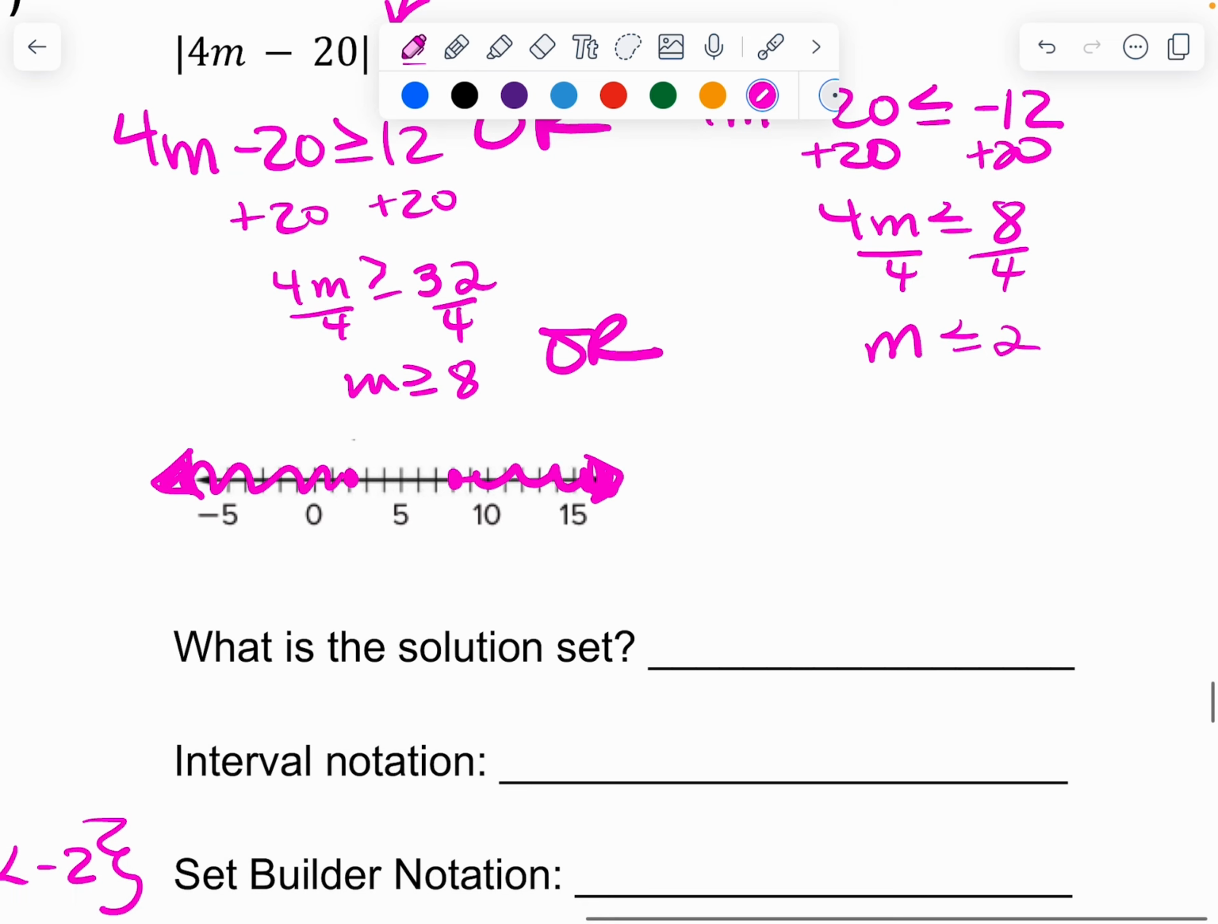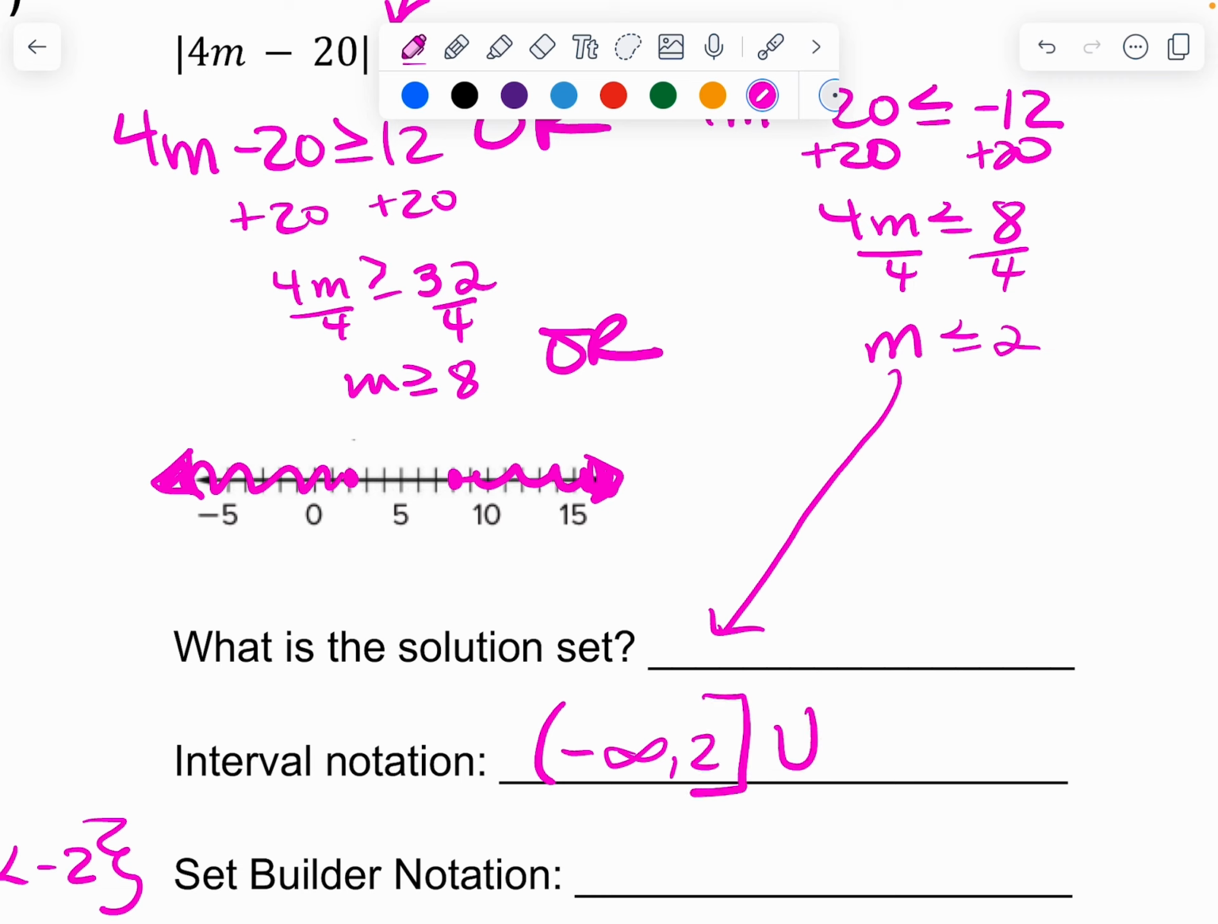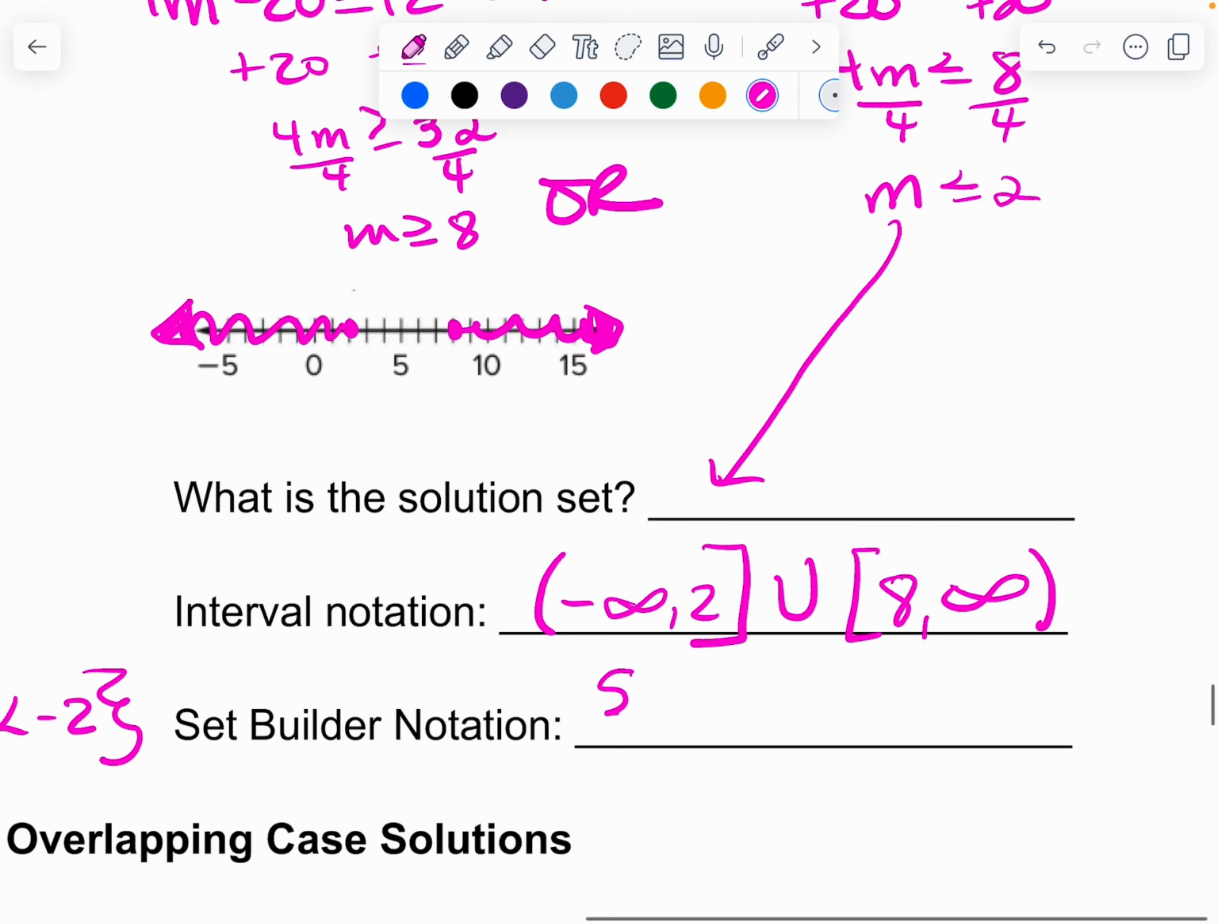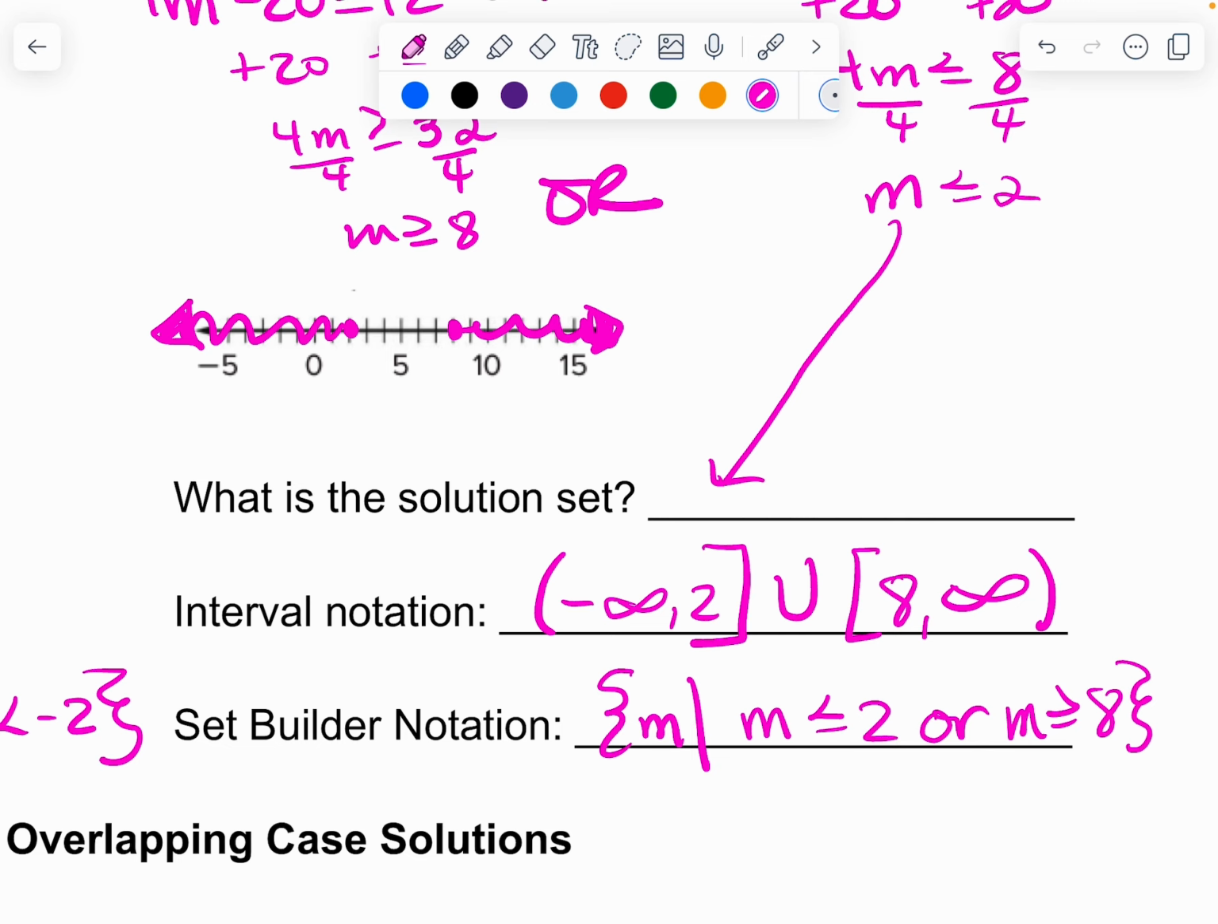So I'm not going to rewrite this, but that goes there. So interval notation, we're going from negative infinity to 2, or we're going from 8 to positive infinity. Set builder notation, m such that m is less than or equal to 2, or m is greater than or equal to 8. Okay.